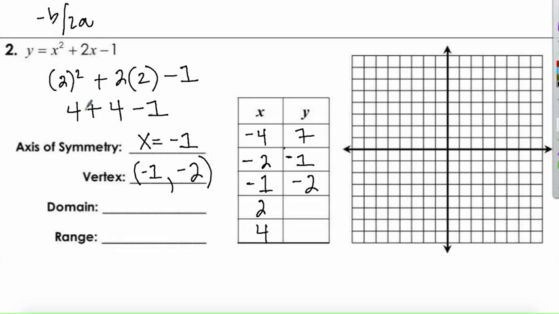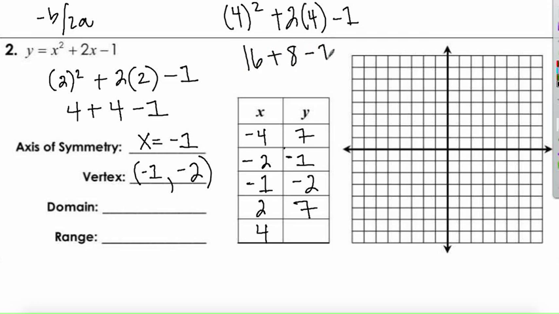Alright, so when we plug in a 2, that comes out to give us 4 plus 4 is 8, minus 1 gives us a positive 7. And then when we plug in a 4, we've got a positive 4 squared plus 2 times 4 minus 1. So that is 16 plus 8 minus 1. So that would be 24 minus 1. So that should be 23. So this one's going to go off our graph a little bit, so we really can only plot the first few.